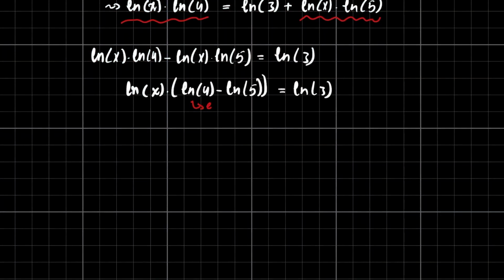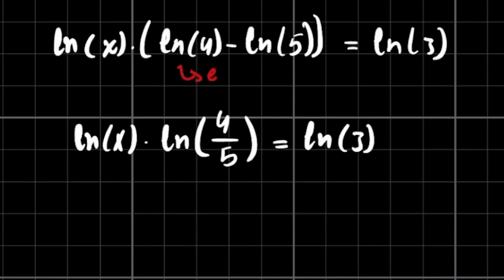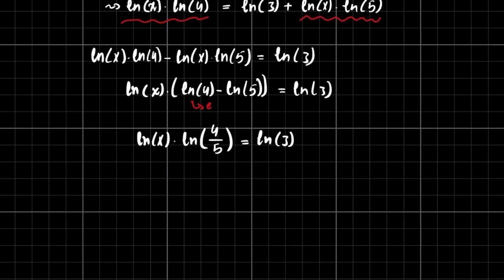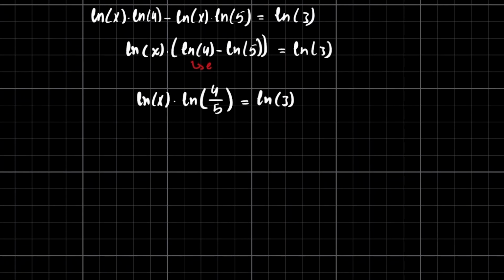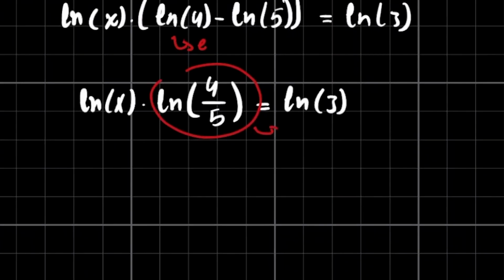So that's what I'm going to have. I'm going to have ln of x multiplied by just one term, ln of 4 over 5. That's going to be equal to ln of 3. Now we're almost done here. I need x on one side, and I'm going to have it on my left side. So I'm going to get rid of this ln of 4 over 5 by moving it to the other side.